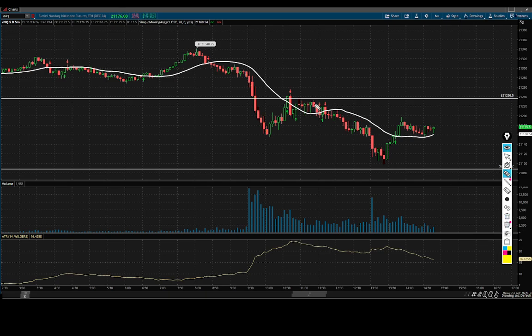Now, let me give you guys a little bit of information. Over the past 6 months, the NASDAQ on average gets anywhere between 5 to 5.5 consecutive red candles before there's some type of reversal.